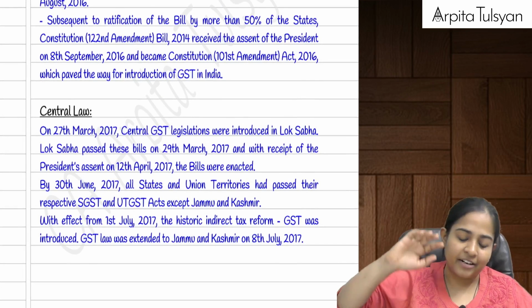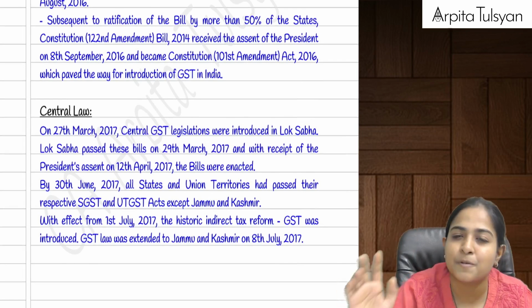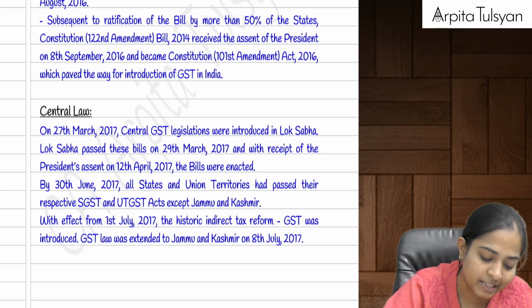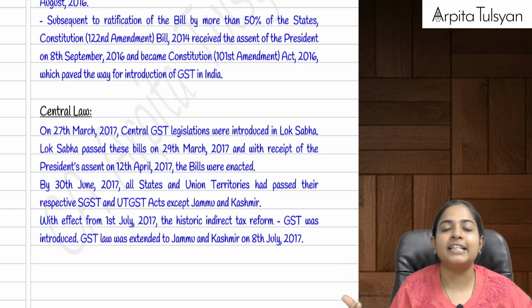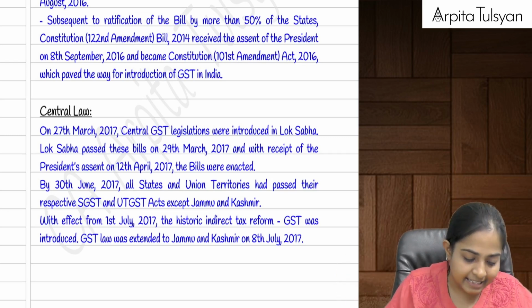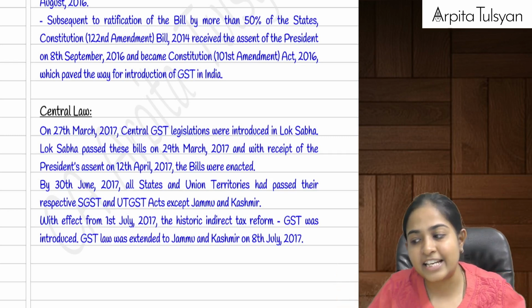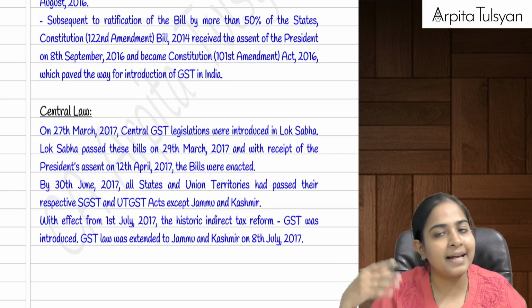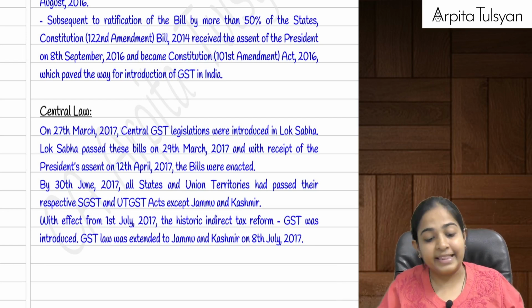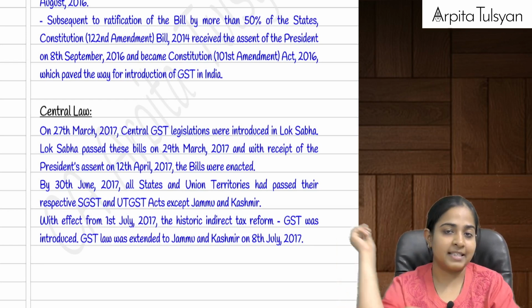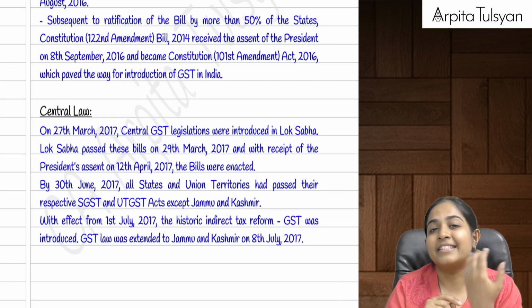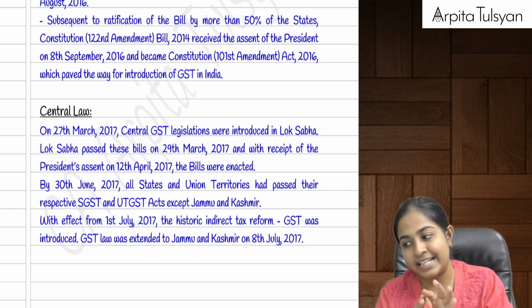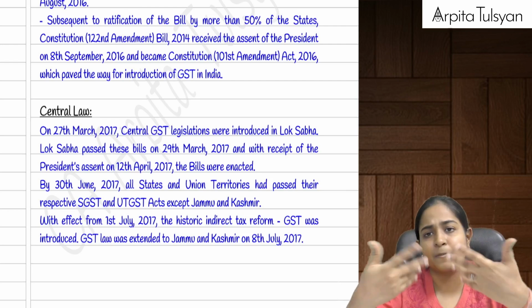So first the constitution amendment was done and then the GST laws were brought. Once your constitution act was passed, in September 2016, after that they started introducing your GST legislations. So central GST legislation was introduced. It was introduced in Lok Sabha, then Rajya Sabha, then president assent was received. Then after that, once the central law was passed, the states and the union territories introduced their respective laws.